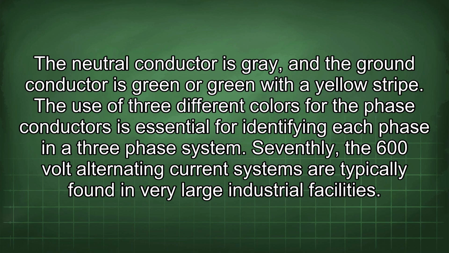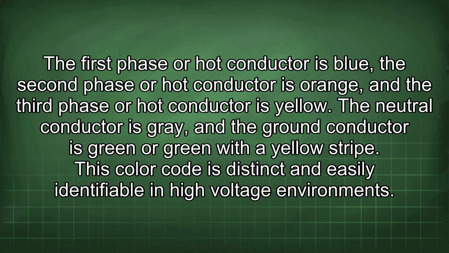Seventhly, the 600-volt alternating current systems are typically found in very large industrial facilities. The first phase or hot conductor is blue, the second phase or hot conductor is orange, and the third phase or hot conductor is yellow. The neutral conductor is gray, and the ground conductor is green or green with a yellow stripe. This color code is distinct and easily identifiable in high-voltage environments.